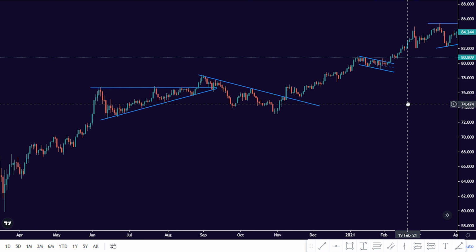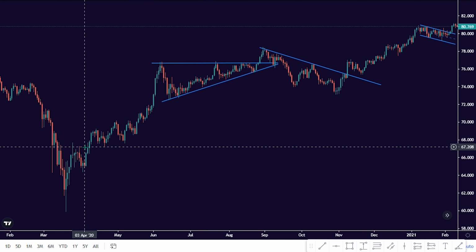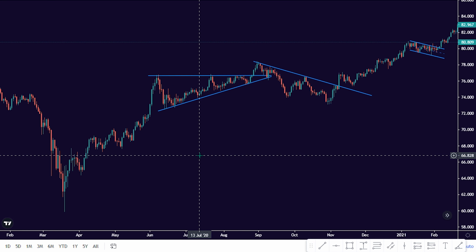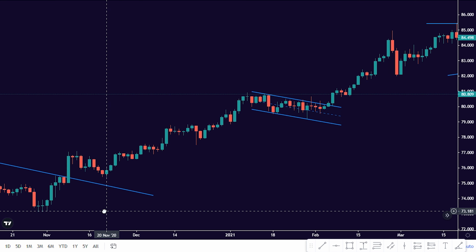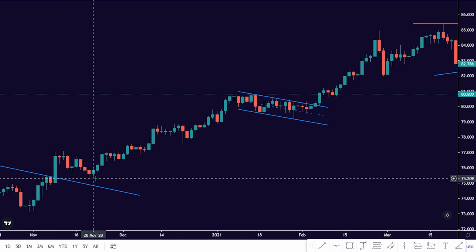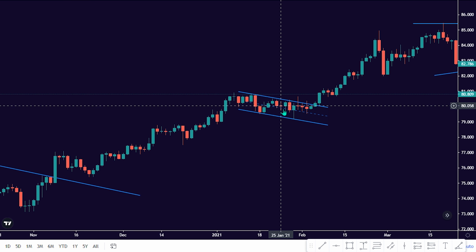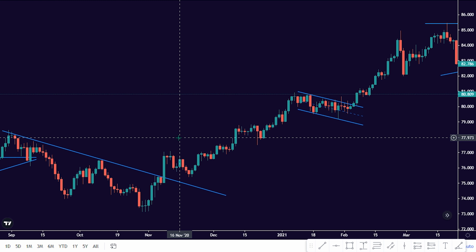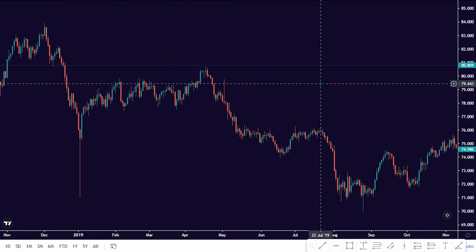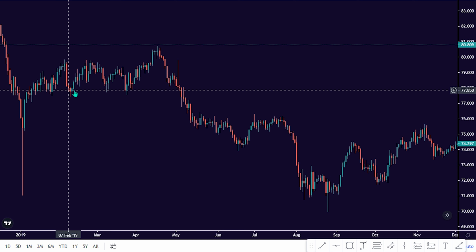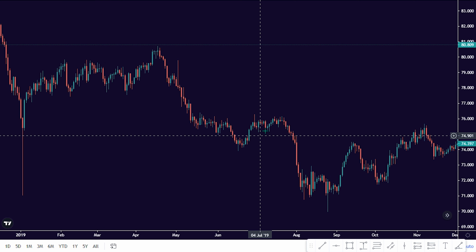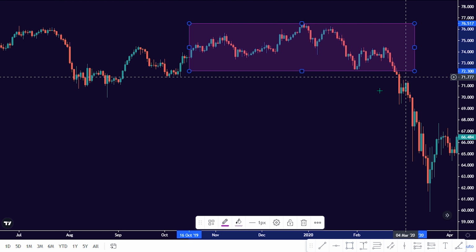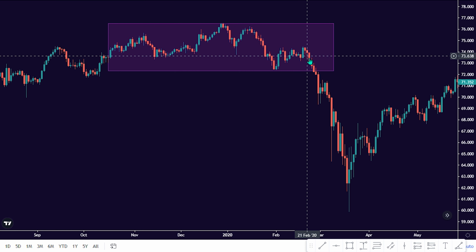To determine the formation of a continuation pattern, we need to learn how to identify a trend. A bullish trend, as we can see on this chart, is made up of swing higher highs and higher lows. This repetition of patterns is the characteristic of a bullish trend. Let's see the waves in a bearish trend. As we can see on this chart, a bearish trend is made up of swing lower highs and lower lows, while the balance between the bulls and bears is referred to as a ranging trend.